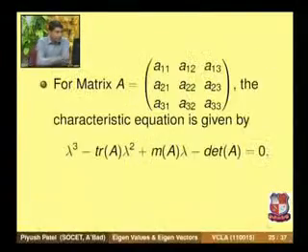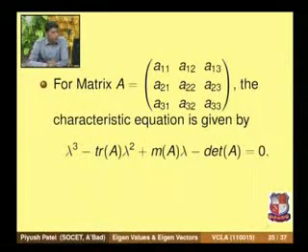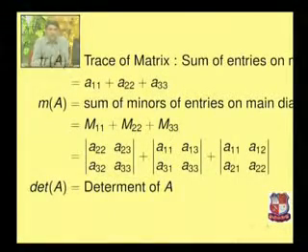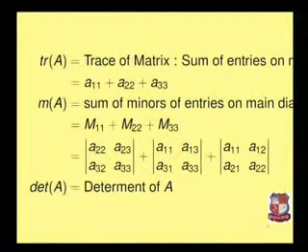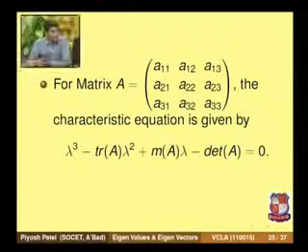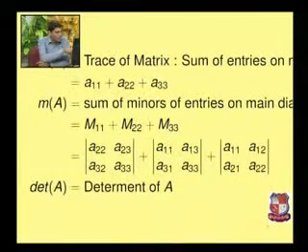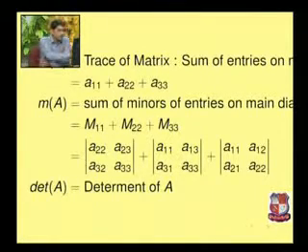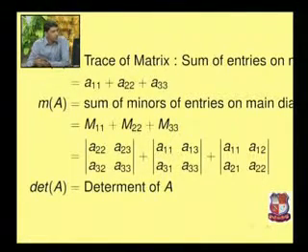Similarly the second coefficient, that is m of A. So m of A is the sum of minors of entries on the main diagonal, that is we will find out the minors of the entries of the main diagonal, and minors are determinants, one less order determinants for the 3 by 3 matrices. So that is m11 plus m22 plus m33. So for the minor of A11, the determinant A22, A23, A32, A33. So similarly you know how to find the minors.